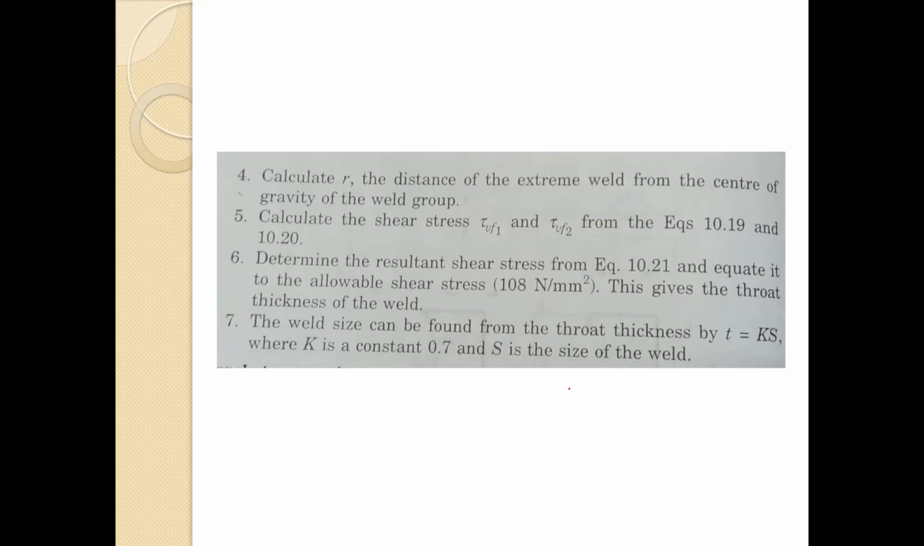So this gives the throat thickness of the weld. Once the throat thickness is found, the weld size can be found with t equals k into s, where k is the constant, that is 0.7, and s is the size of the weld. So this is the design of the weld.